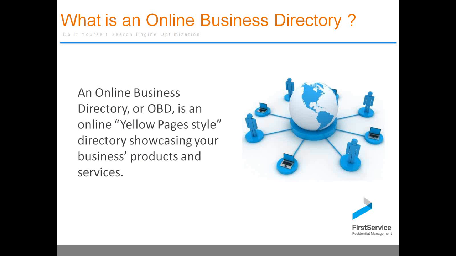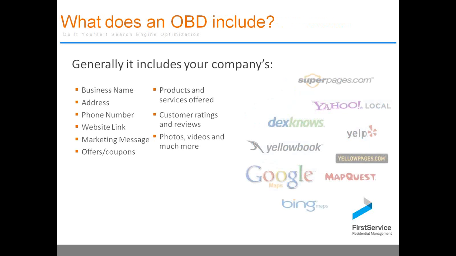So we'll jump right in. An online business directory, and this is my explanation, and I'll refer to it as an OBD in some cases just so I don't get too tongue-tied, is an online yellow page style directory, and it showcases your business's products and services. That's essentially what it is. So it's like an online yellow page directory of businesses by category.